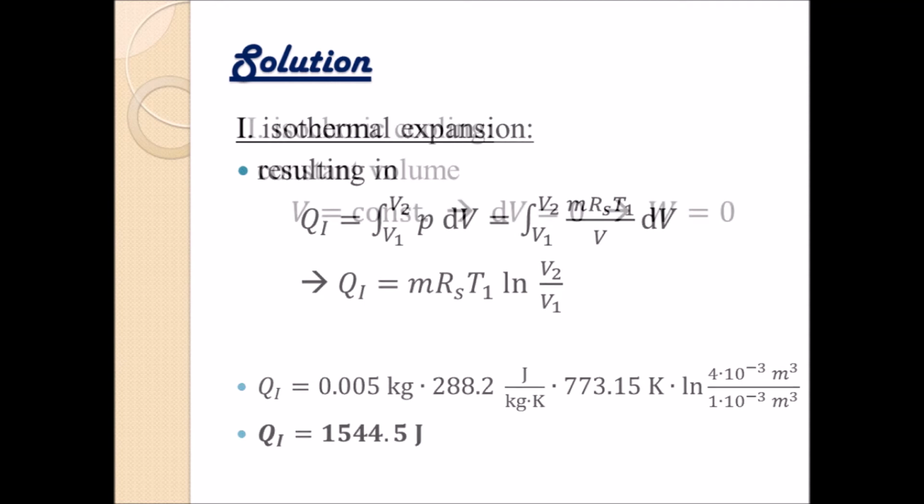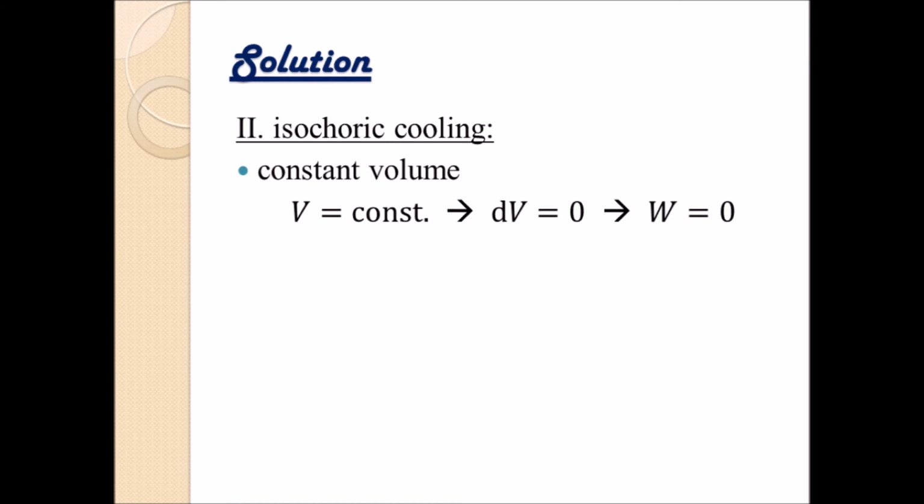Now, what about the second part? We said in the second part there is isochoric cooling. Isochoric meaning constant volume, V equals constant, which means that dV equals 0 and therewith W, the work, is 0. Which agrees with what I've mentioned earlier, that the work is always the area under the curve, and yes, if we are actually plotting a vertical line, there is no area under this line. So it makes sense.